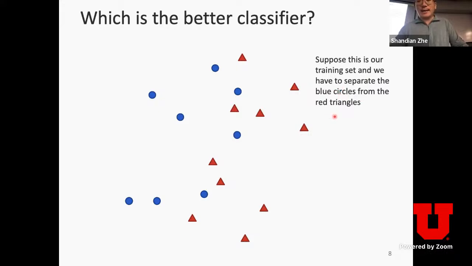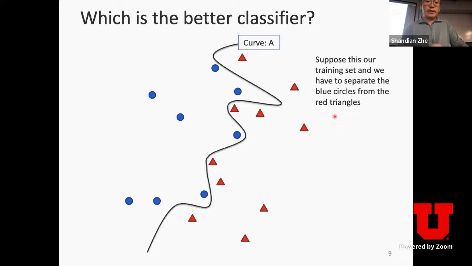Now ask, which will be the best classifier? The first classifier will be just a curve, right? A vivid curve which can exactly separate every red triangle from the blue circles. The question is, will curve A perform well? I mean, in terms of generalization.